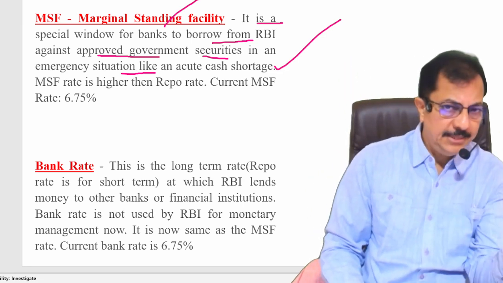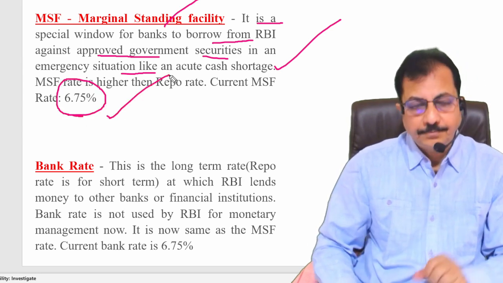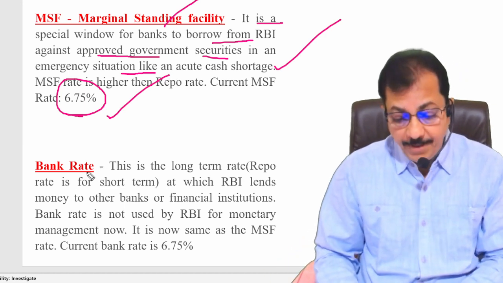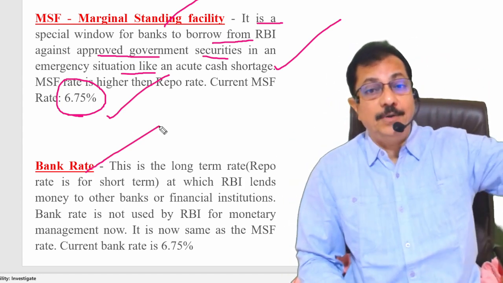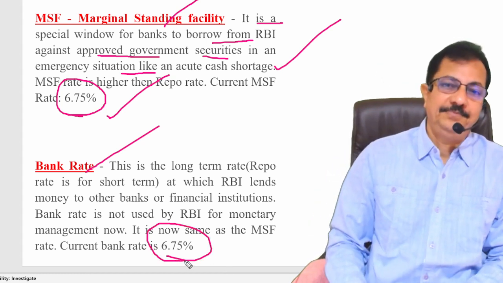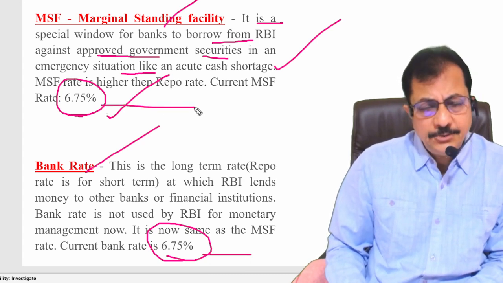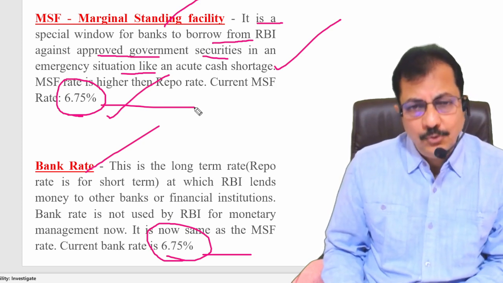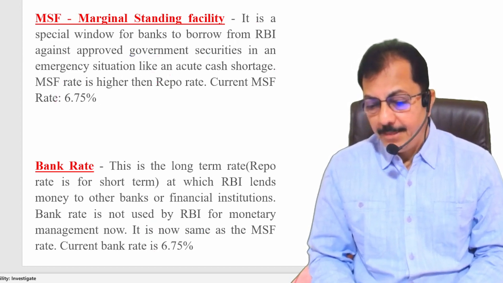Should you have to pay anything for that? Yes, you have to pay 6.75%. Is that okay? And another one, as we have discussed, is the bank rate. Repo rate is for a short period, bank rate for a long period, and bank rate is also 6.75%. So the bank rate is 6.75%, and the marginal standing facility is also 6.75%. Am I clear? Next.